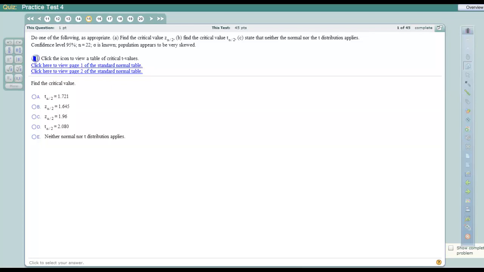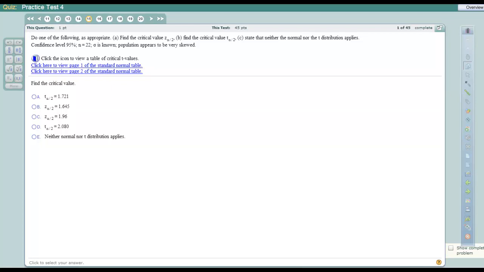Do one of the following as appropriate. Find the critical value, Z alpha over 2, T alpha over 2, or state that neither the normal nor the T distribution applies. What these next little questions are focusing on is how you decide if you're doing a t-test or a z-test for the mean. That's what this is leading up to. And of course the same criteria apply for the confidence interval.